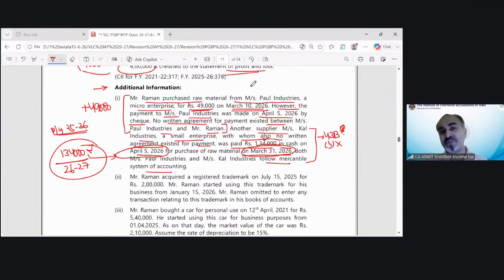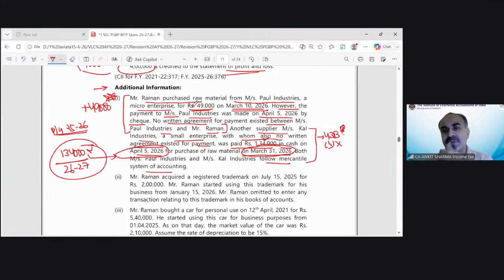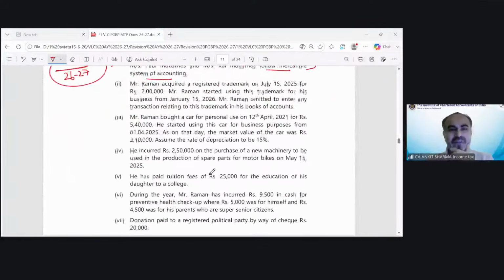It is a very, very important point. So you can mark it like this. It is a super, super important point. Chalo, clear? Next is Mr.